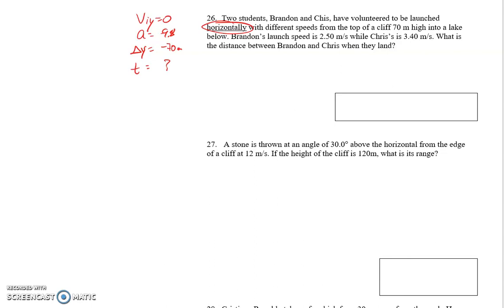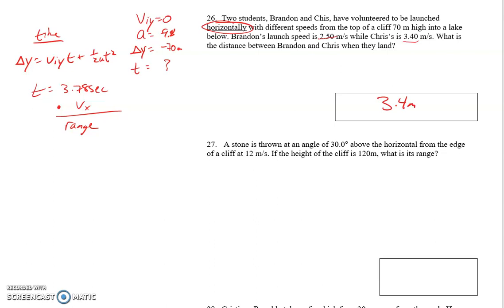So to find their times, delta y equals VIYT plus 1/2 AT squared. Make sure you use negative 70 as your delta y. Solve for time. You get 3.78 seconds. That's for both. Now their ranges, you just multiply that time by their Vx. So if you multiply 3.78 by 2.5 and by 3.4, you get their two ranges, subtract them, and they're 3.4 meters apart when they land.